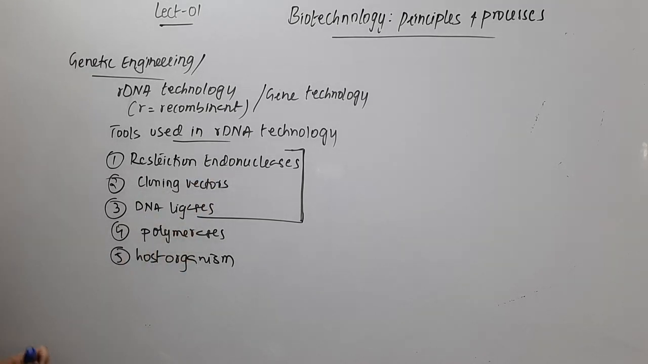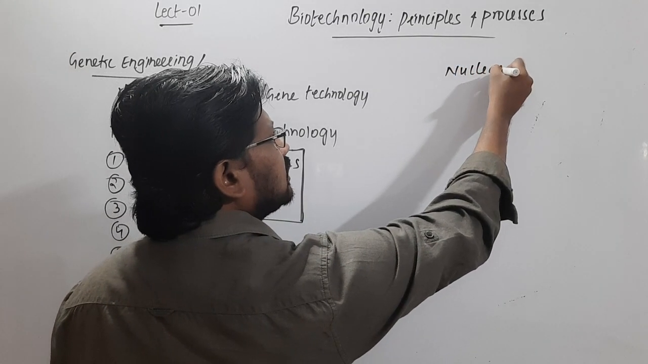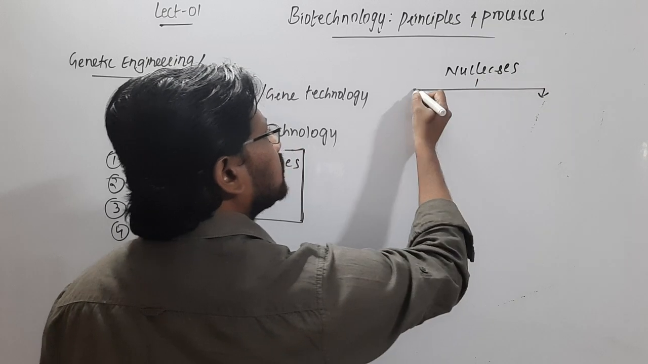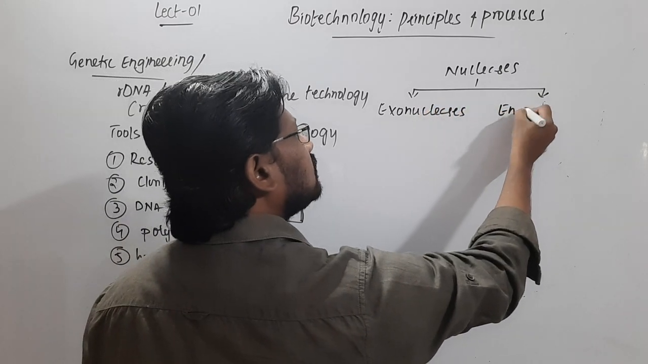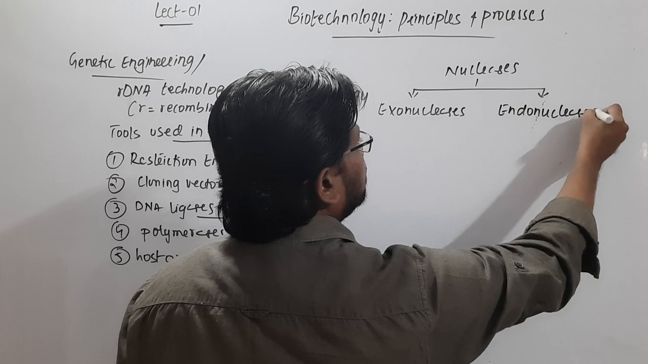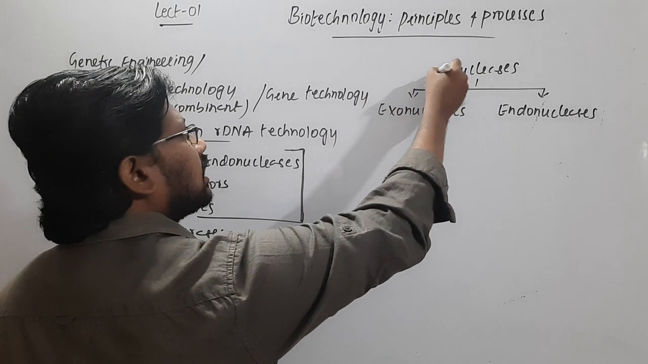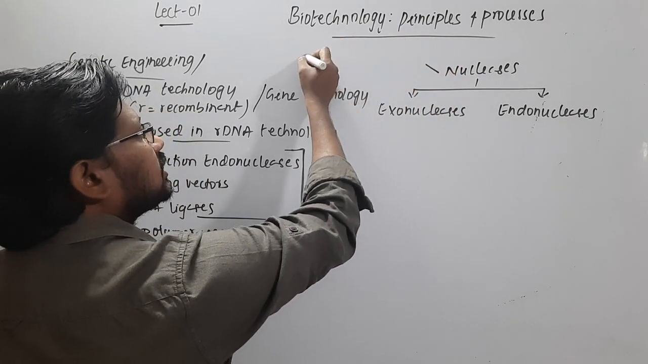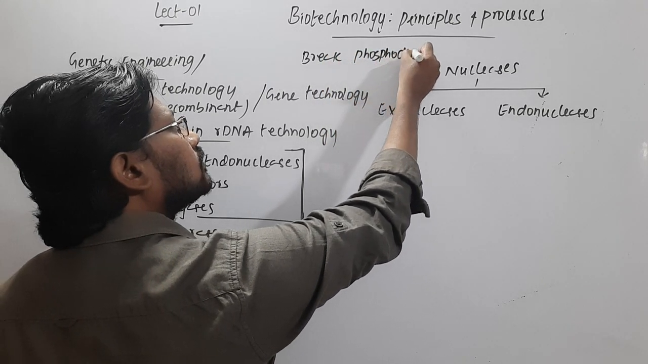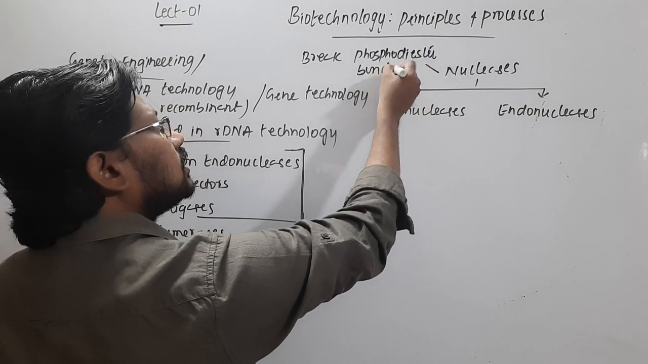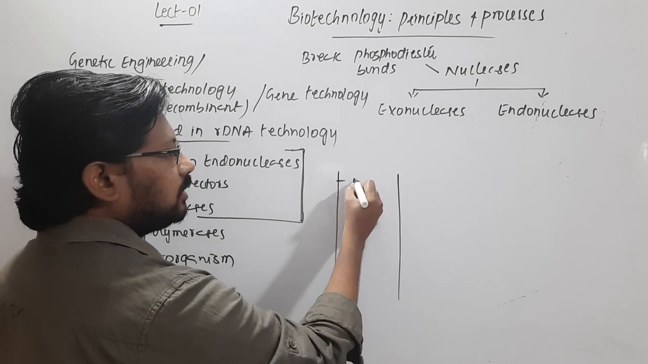First we'll see about these nucleases. Nucleases are enzymes, and they are of two types: exonucleases and endonucleases. The nucleases are the enzymes that break phosphodiester bonds. If you see, this is the DNA molecule.